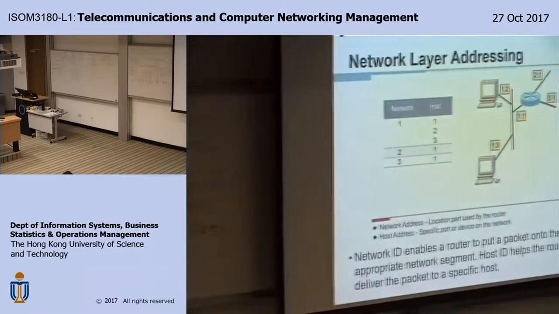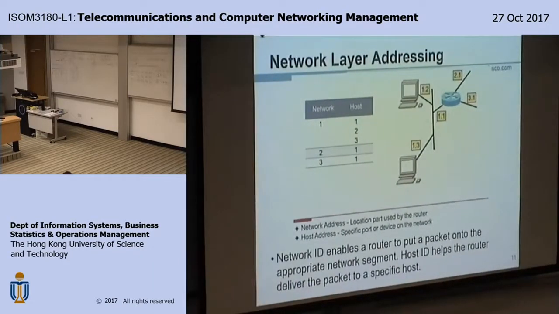Forward to where? What's the destination address? 4 point something. So do I look at the entire destination address? We need only which part? The network part. What's the network part? Does router A know where the network part is?